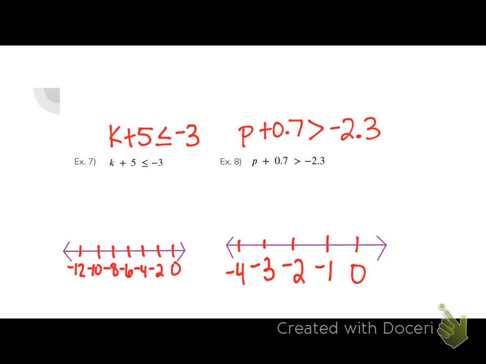All right, on number 7, how are we getting K alone? Subtract. Good. Subtract 5 on both sides. We get K is less than or equal to? -8. When we go to graph, do we want open or closed at -8? We want closed because it's got the bar. Are we shading left or right? Left because it is less than.